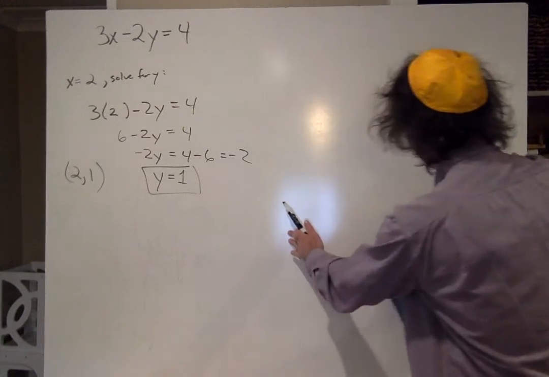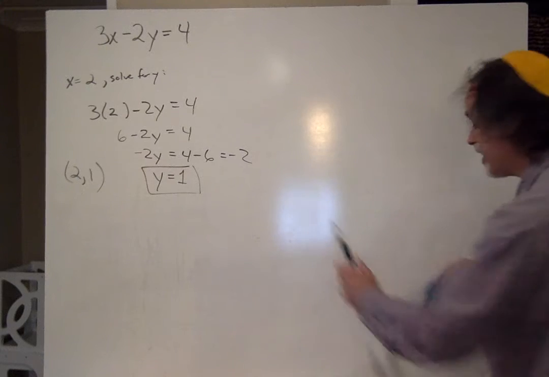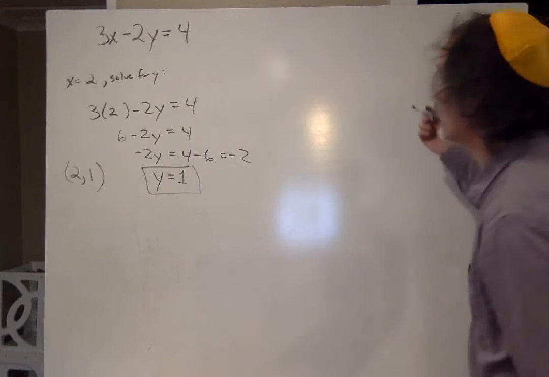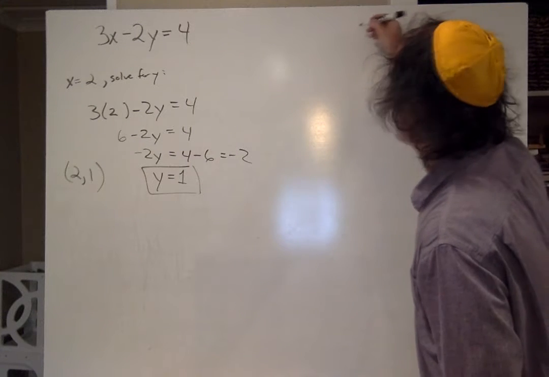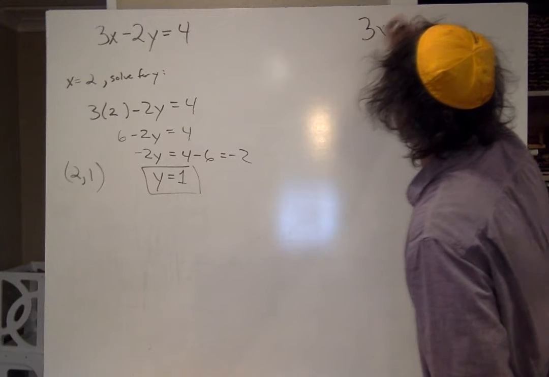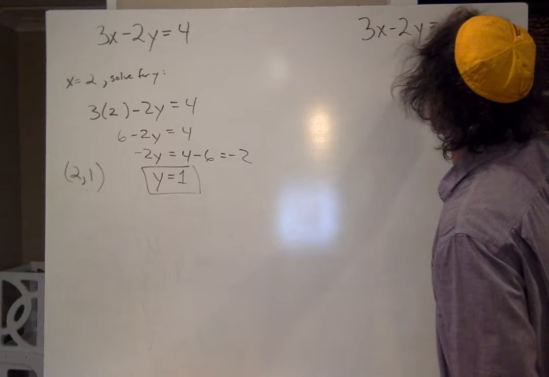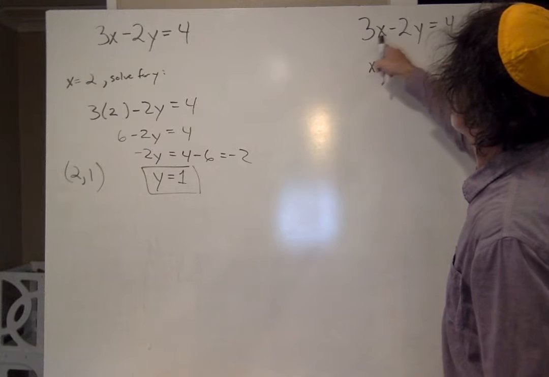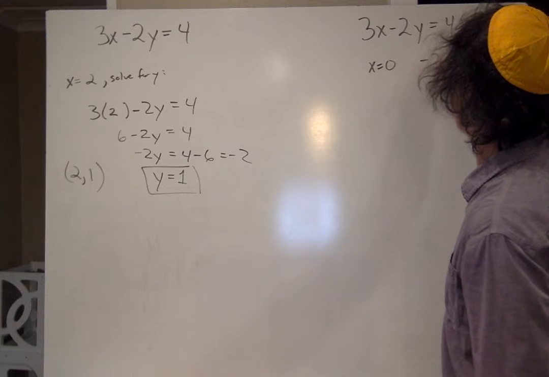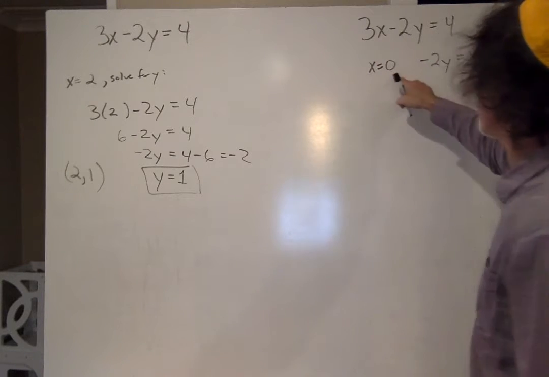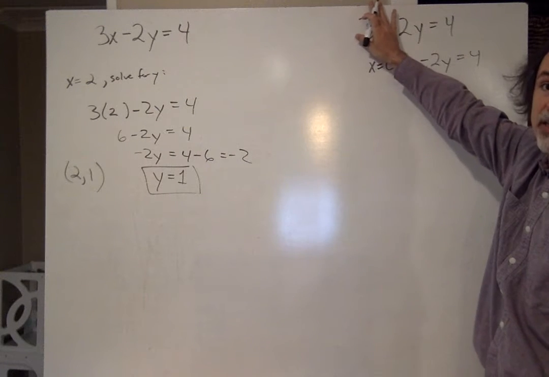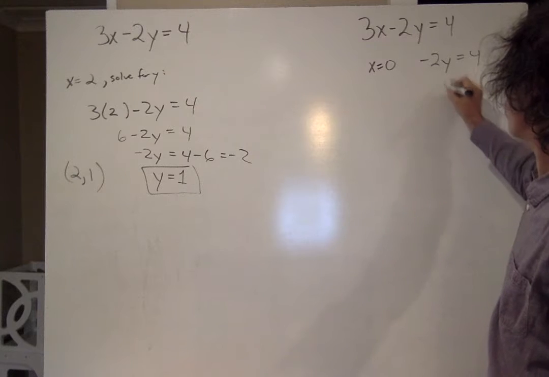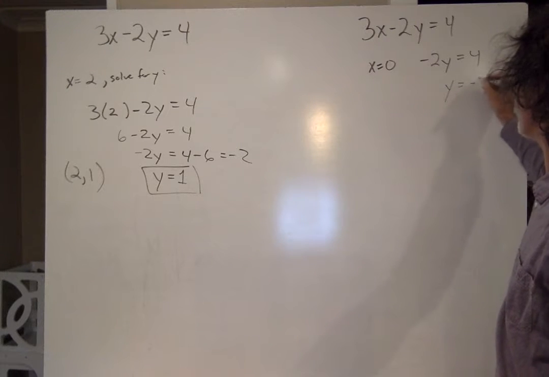It's easy to multiply things. And the easiest thing in the world to multiply is 0, because anything times 0 is 0. So, for 3x minus 2y equals 4, let's set x equals 0. So that just says minus 2y equals 4. If I set x equals 0, the 3x is just gone. And I got minus 2y equals 4, so y equals minus 2.